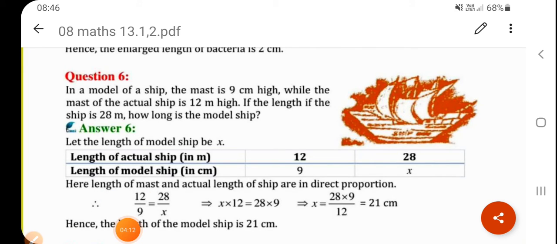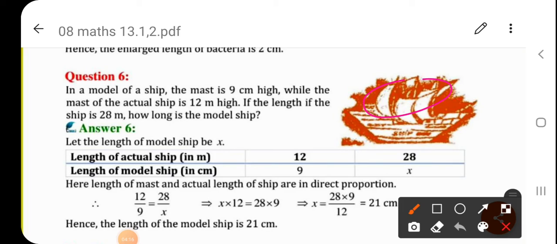Question number 6. In a model of a ship, the mast is 9 centimeter in height. This is the mast. Okay, that is 9 centimeter in height, while the mast of the actual ship is 12 meter high. So here we have to consider two data: length of actual ship and length of model ship.